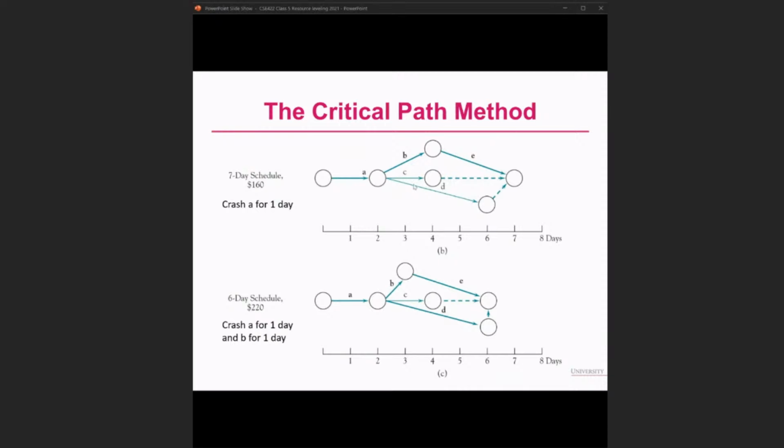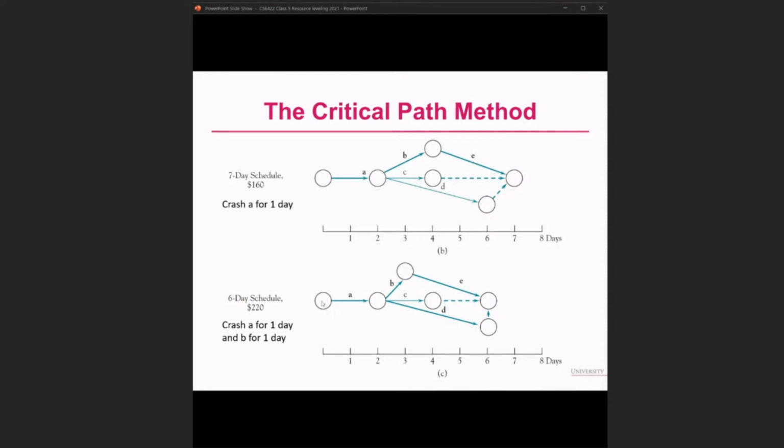After that, I already redrew this AOA. Now this is the current stage of the 7-day schedule of this project, right? And then we keep crashing further. For the 6-day schedule, we crash A for 1 day and also B for 1 day.